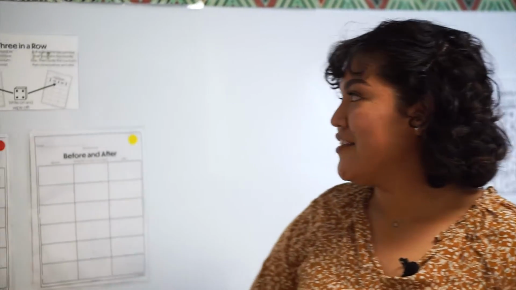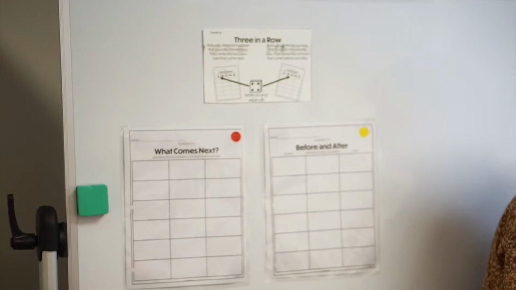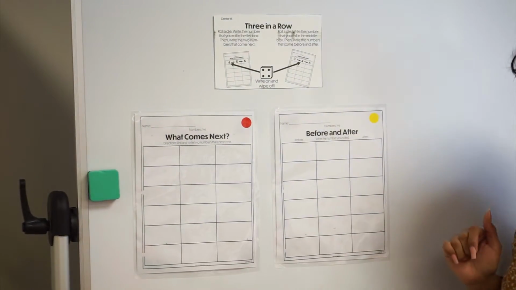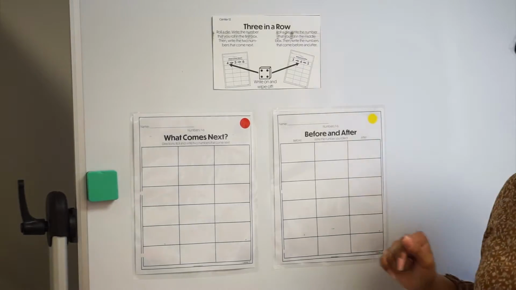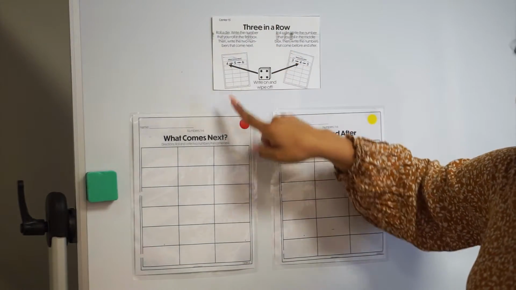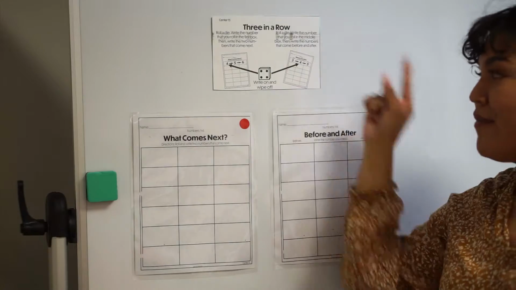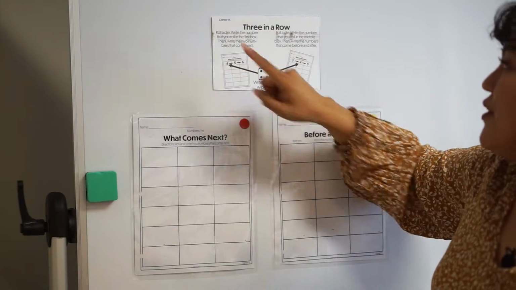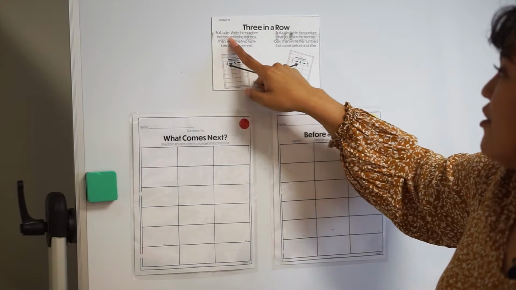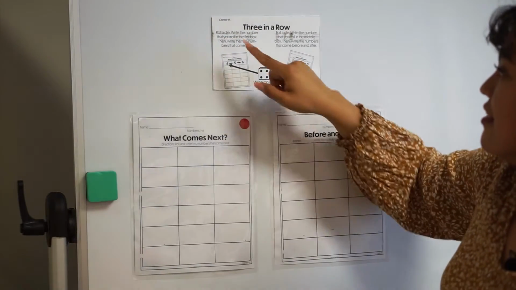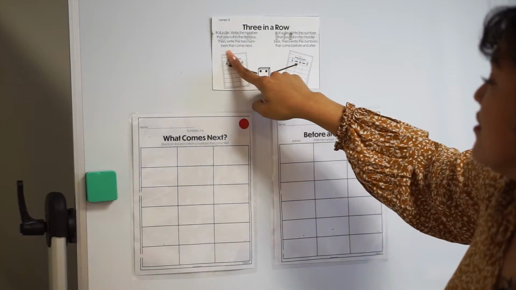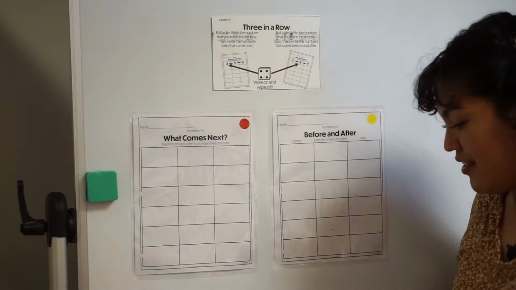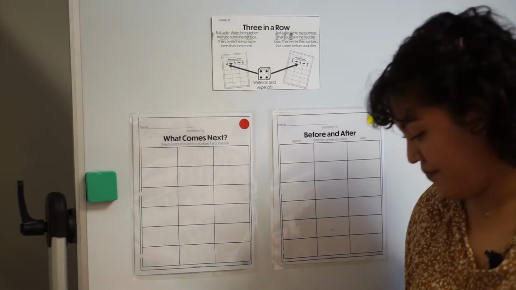Okay, so our center is 3 in a row. So we're going to be doing 2 worksheets today for our center. So we're going to do what comes next, just like our math meeting board. So let's read this. Roll a die, write the number that you roll in the first box, then write the 2 numbers that come next. Okay, so this is when we will use our die.